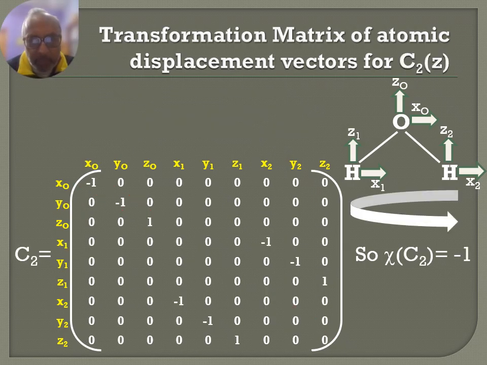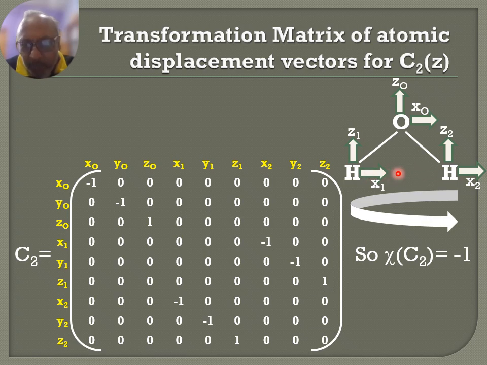Similarly, for the C2Z rotation, which is the rotation through 180 degrees about the z-axis, that is the axis passing through the oxygen, that leaves the z displacement vector on oxygen unchanged, but it flips the x displacement vector to minus x on oxygen. So x to minus x. And similarly, it flips y, which is the vector pointing out of the screen, to minus y, which is a vector pointing into the screen.